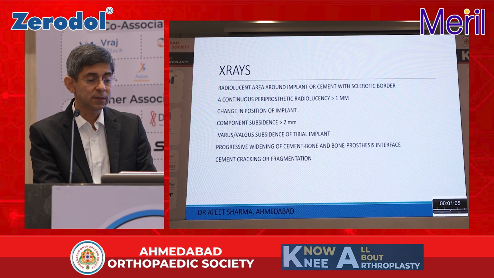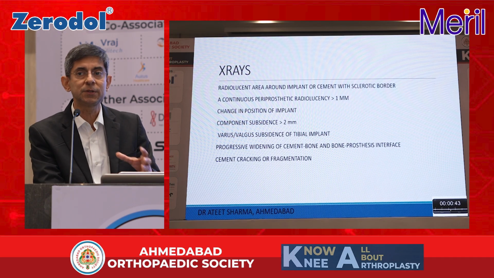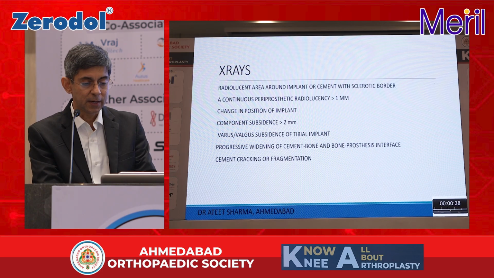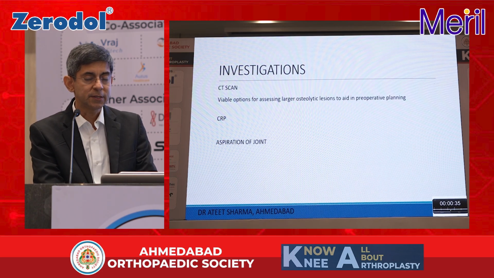On X-rays, there is a radiolucent area around the implant or cement with a sclerotic border, periprosthetic radiolucency greater than 1 millimeter, change in the position of the implant, subsidence greater than 2 millimeters, valgus varus subsidence, progressive widening of the cement bone and bone prosthesis interface, cement cracking or fragmentation. If you see all this on X-rays, then you have to keep in mind that there can be the start of aseptic loosening. CT scan also can help in preoperative planning, CRP, and finally aspiration of the joint to rule out infection.